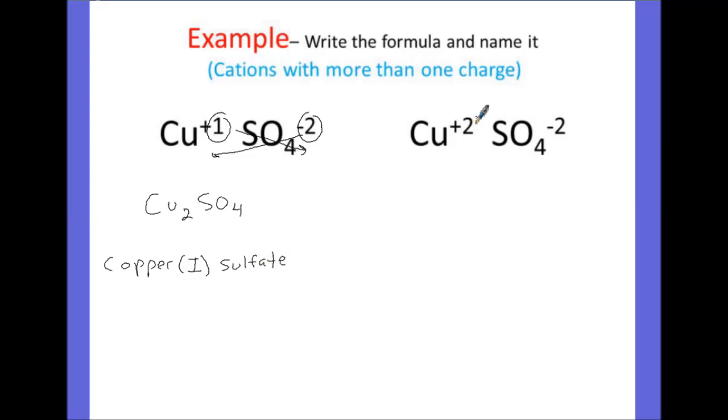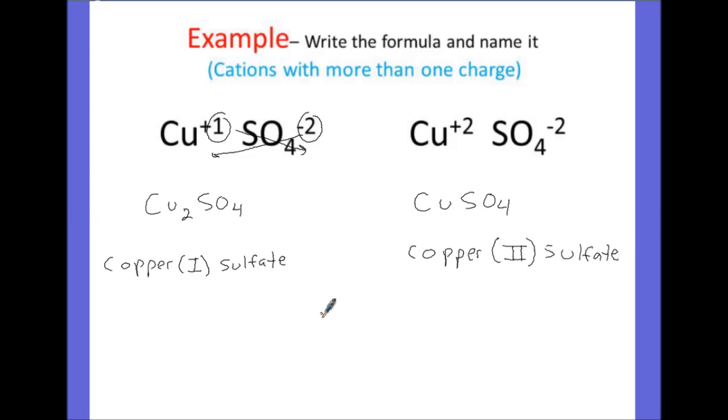Okay, over here we do the same thing, but take a look. This is a +2, that is a -2. Those charges just simply cancel out because you only need one of these for every one of these to make it a neutral compound. So you can write CuSO4. And to write the name for this one, you say, well, this is also copper, but this is copper with a +2 charge, so we have to put the 2 in Roman numerals. So this is going to be copper 2 sulfate.